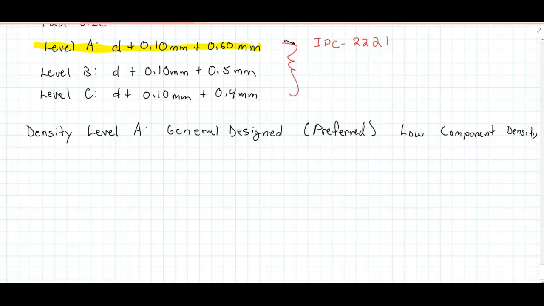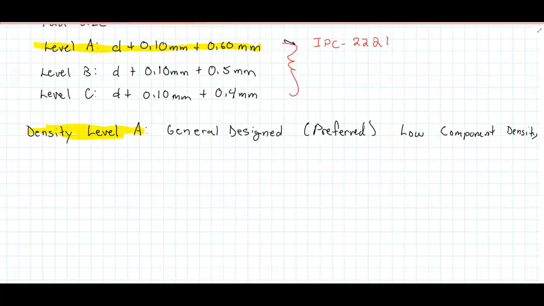Now, it doesn't mean the number of components. It means we have a lot of components in a very small area. So if we have a low component density, it means in a given area we don't have that many components. And what does that mean? Well, it really depends on the application. But typically, if you're doing hand soldering, you're going to hopefully try and get into this density level because it just makes it easier for the hand soldering.